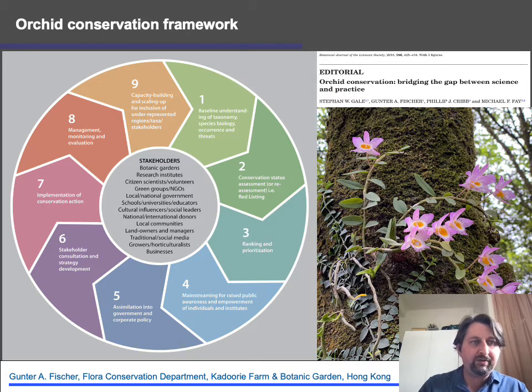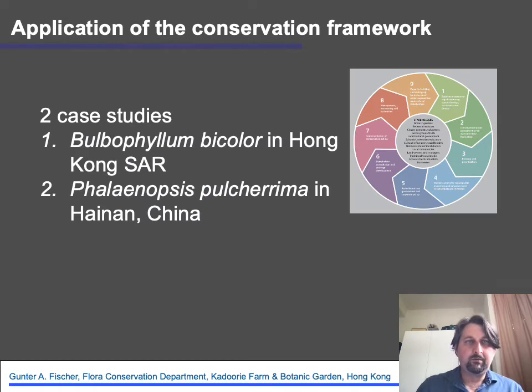Both studies were following the framework all the way from point 1 to point 9, ending with capacity building after a successful reintroduction of these species. We applied the conservation framework in two case studies. One in Hong Kong SAR with the very endangered species Bulbophyllum bicolor, and the second study in Hainan in China with the endangered species Phalaenopsis pulcherrima.